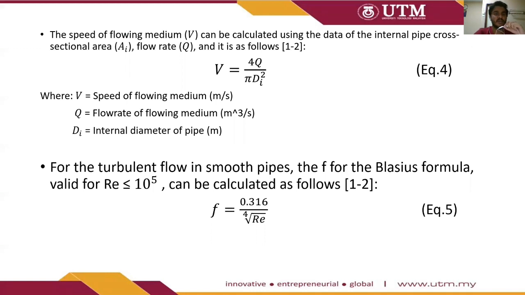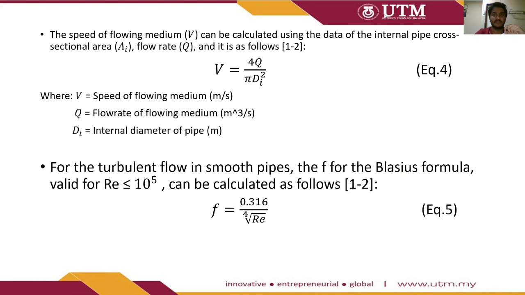The speed of the flowing medium can be calculated using the data of the internal pipe cross-sectional area and flow rate, as follows. This is the formula to find the velocity of the fluid. For turbulent flow in smooth pipes, the friction factor, the Blasius formula, is valid for Reynolds number smaller than 10 power of 5 and can be calculated as follows. This is the formula to find the friction factor with the Reynolds number less than 10 power of 5.